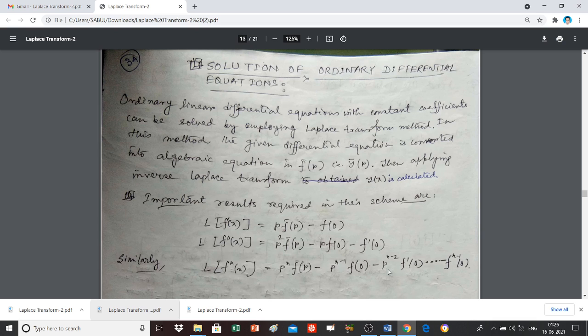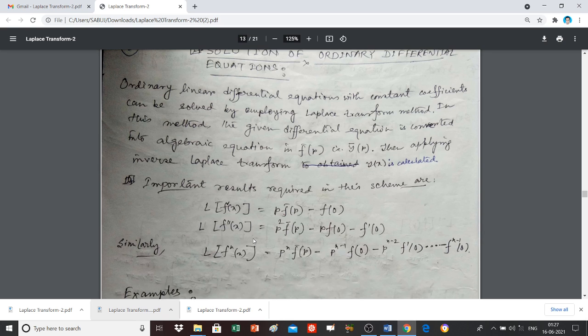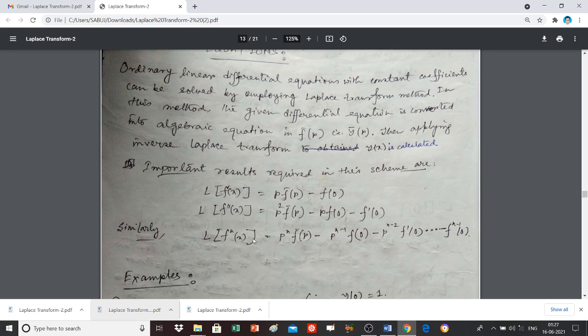In this way, the power of p will decrease, and the final term will be minus f^(n-1)(0). So this is the general formula, and this is for the function f(x). If you use the function y(x), then F(p) will be replaced by Y(p), and f'(x) will be replaced by y'(x). These relations will be very useful, and will be used in solving the given ordinary differential equation. So let us go through some examples.